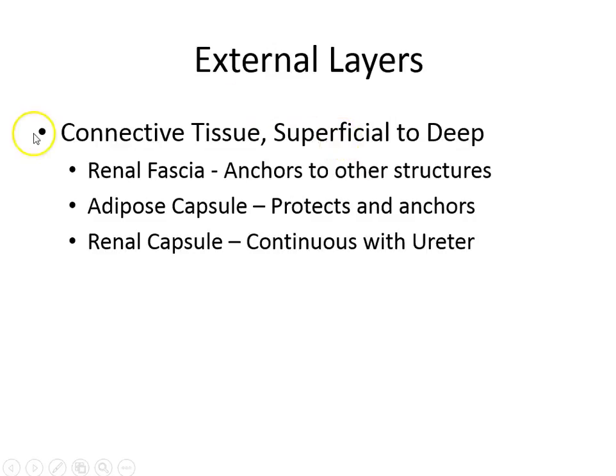Okay. So external layers, we've got connective tissue. We've got a couple membranous layers as well as a fat capsule. On the outside, you've got the renal fascia. That's going to help anchor the kidneys down. And then you've got the adipose capsule, or sometimes called the perirenal fat capsule. That's going to be the fat layer that helps cushion and keep things in place. And then the internal layer is the same as the outside of the ureters.